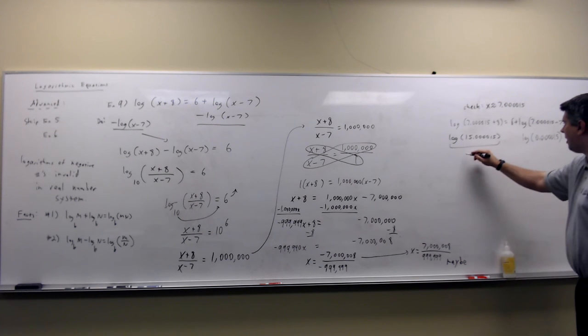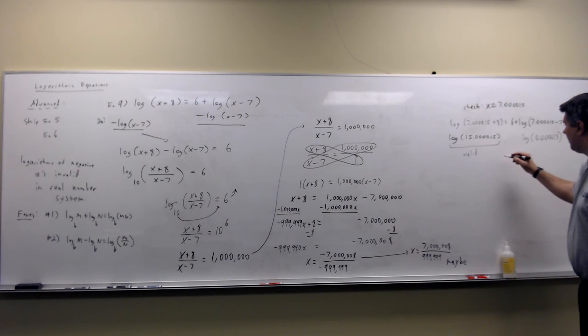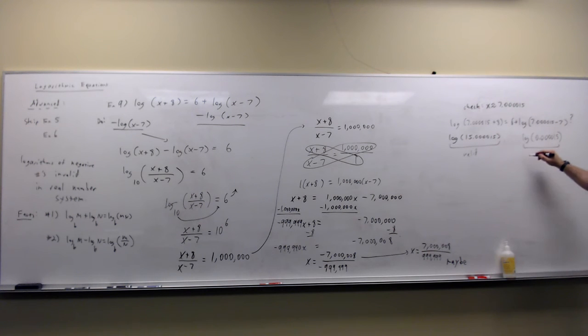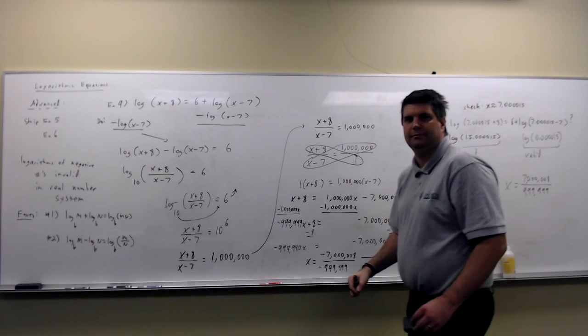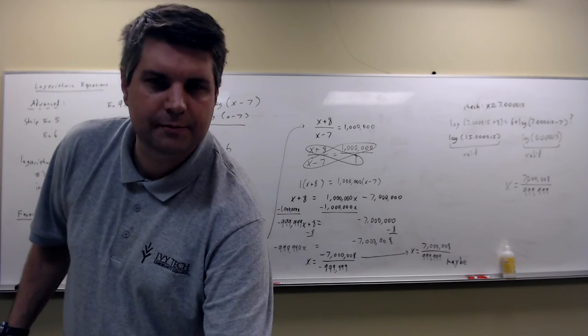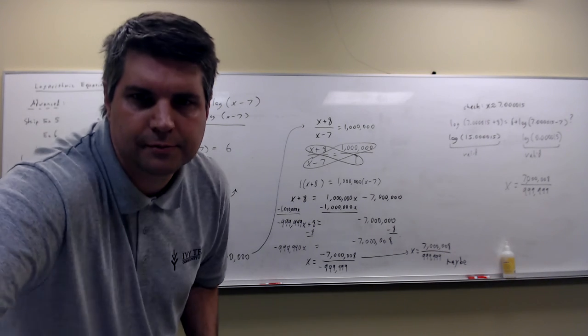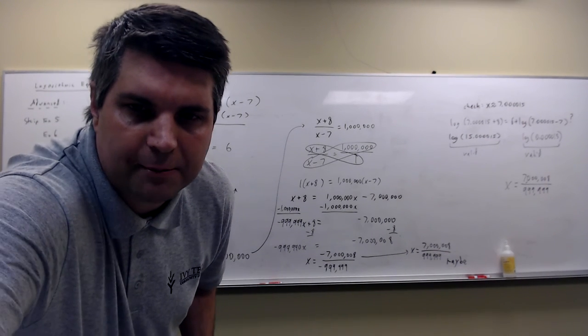That's a logarithm of a positive number. So this is valid in the real number system. This also is valid in the real number system. So x equals 7,000,008 over 999,999. And I'm done for this one.